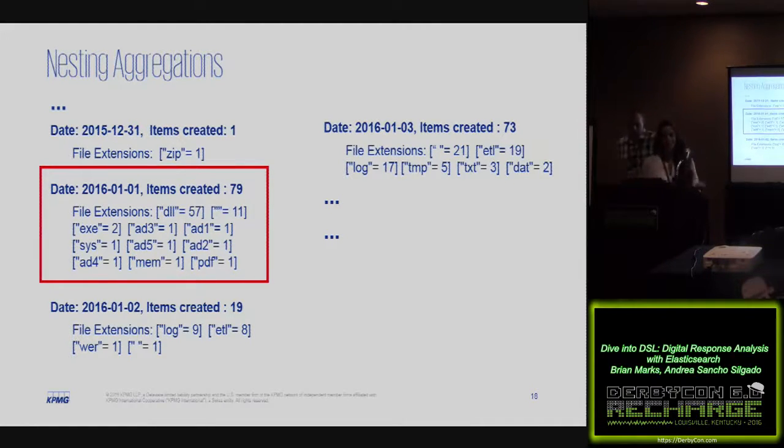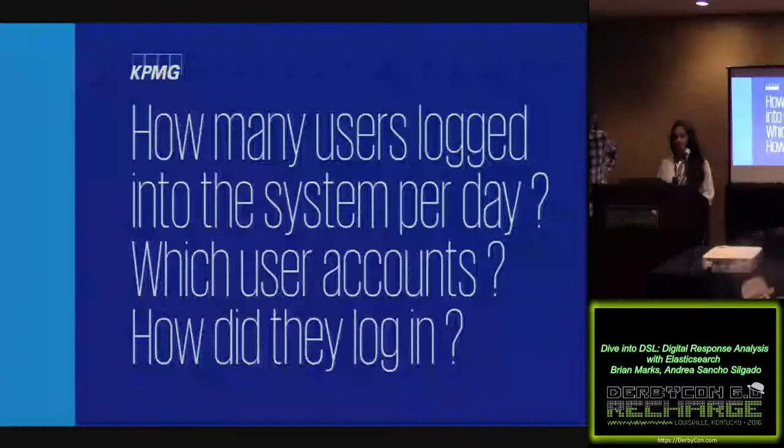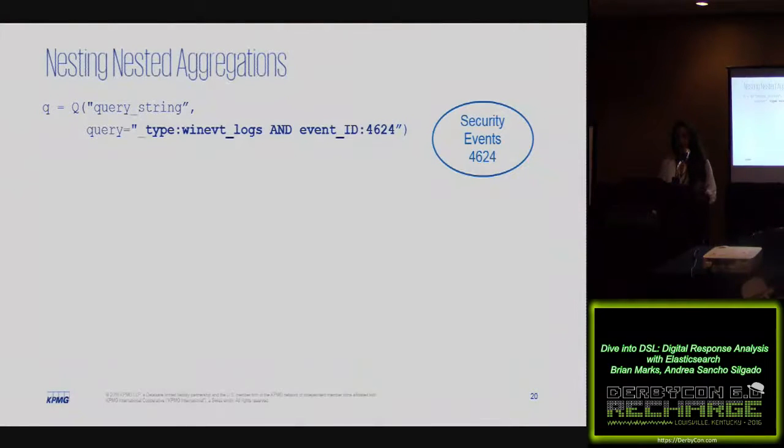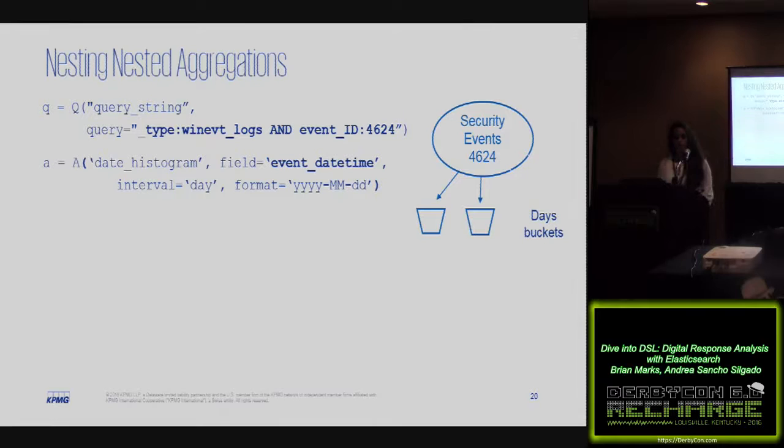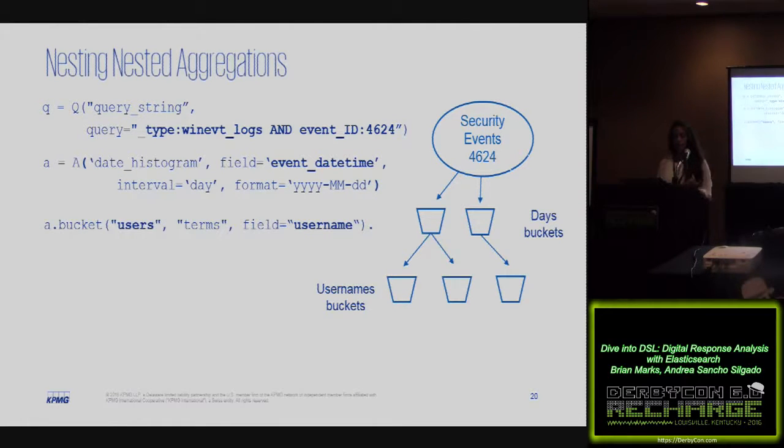Yeah, so we can keep nesting aggregations and answer more complex questions. Like, for example, this is a good one. How many users log into the system per day? Which user accounts and which logon type? So to build that, we're just going to get all the Windows event logs that we have ingested previously on Elasticsearch, and we're going to query on the event 4624. Then we're going to add a date histogram per date. That's the event date. And to that, we're going to create a sub-bucket, a child bucket, based on the username.